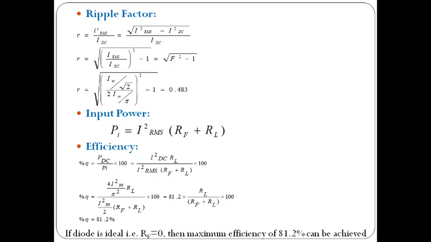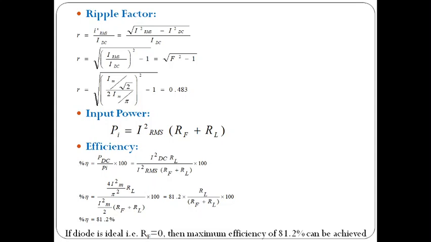Similarly, the input power is Pi equals I square RMS into (RF plus RL). This is the basic formula, you know. Here RF is the resistance offered by the diode, and RL is the load resistor. And efficiency is nothing but PDC by Pi, where PDC is I square DC into RL, and Pi is the input power, I square RMS into (RF plus RL). By substituting all the values, you will get efficiency equals 81.2%.